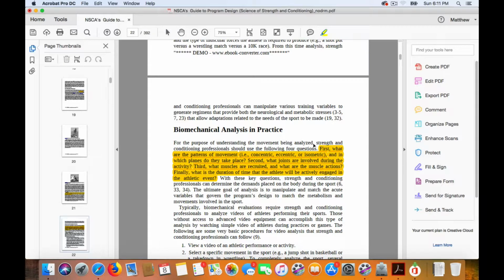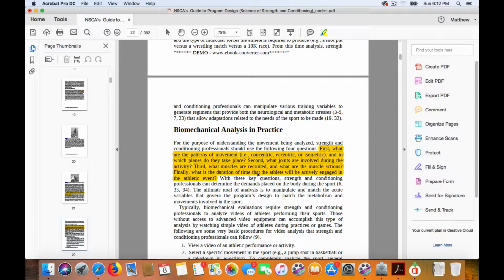Okay, so for the biomechanical analysis, they recommend using video. Of course, slow motion works fantastic, but you also have to understand the time domain. So maybe just regular speed with a stopwatch can help you identify the energy system at play. But right here, you're going to go into what patterns of movement. So whether it's a concentric action, eccentric, isometric, in what planes do they take place? Is it more of a frontal plane movement, sagittal? Do they have transverse movement? Do they not have transverse movement?